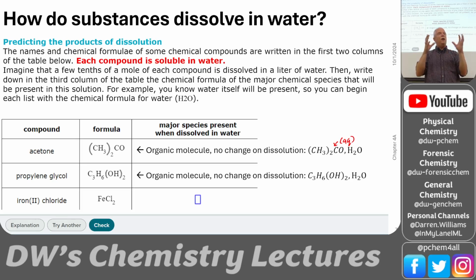Why? Well, because water has kind of a positive end and a negative end. If you look at water, this is the molecular shape of water. And you have these lone pairs up here. We'll get to Lewis dot structures later. But this end of the molecule is negative, and this end of the molecule is positive.